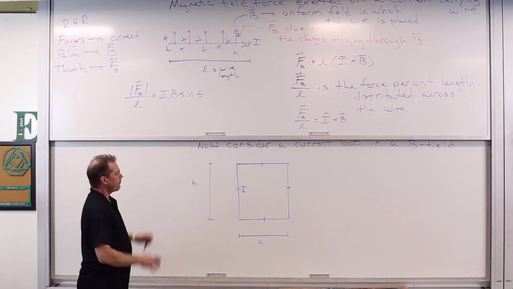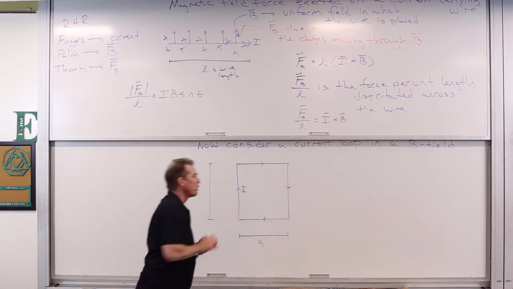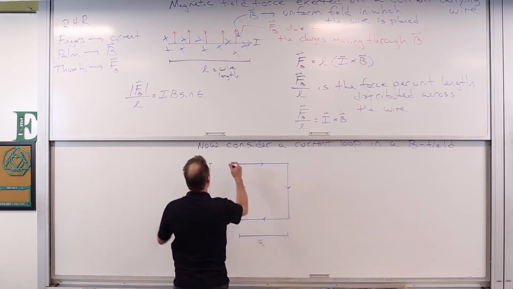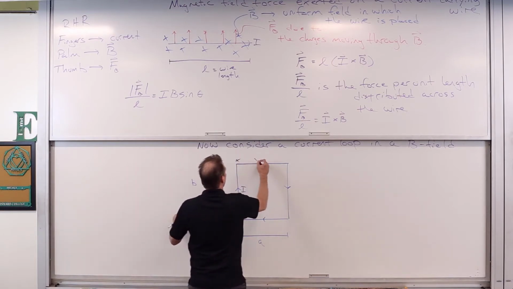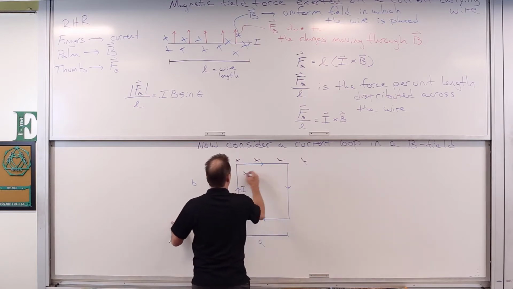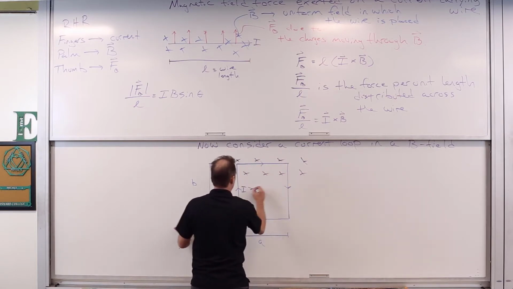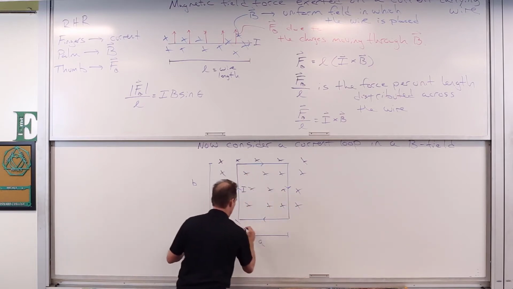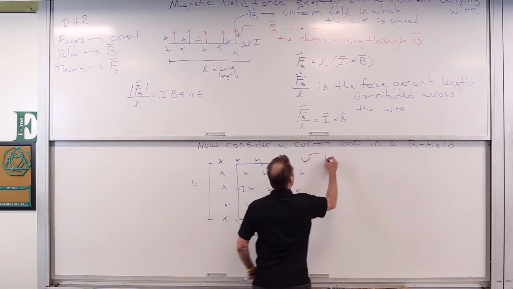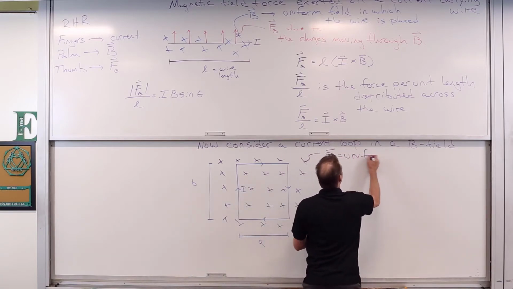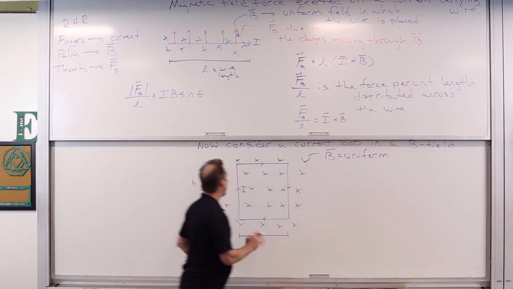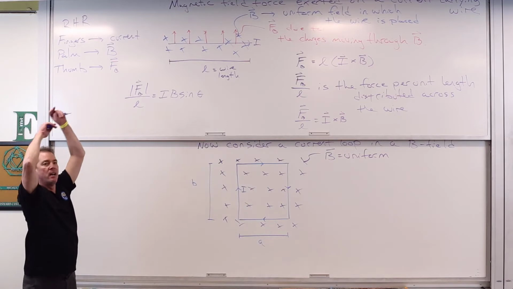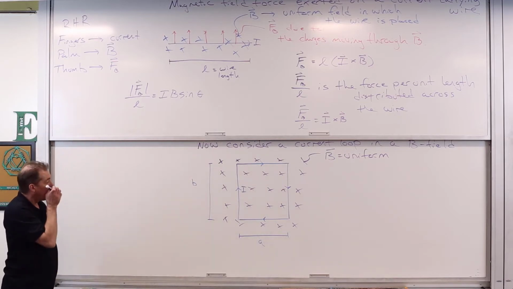All right, and then we're going to take this, we're going to immerse it within a uniform magnetic field. So I'm just going to take some outside field here. I'm going to say that it's into the board. Equals uniform. All right, so we immerse this current loop within this uniform magnetic field, and we say, is there a net force exerted on this current loop?